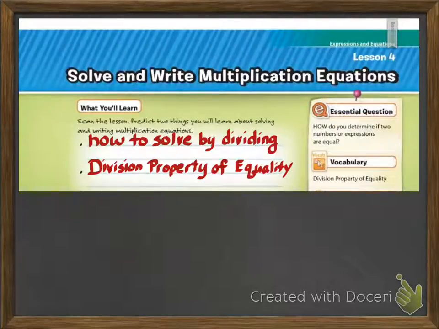All right, the two things we're going to learn is how to solve by dividing, and we're going to learn about the division property of equality. Make sure you copy this down.